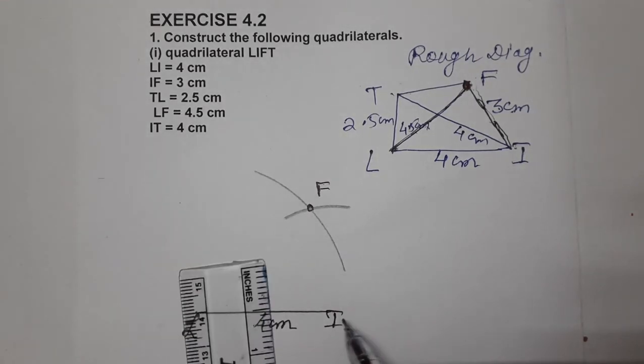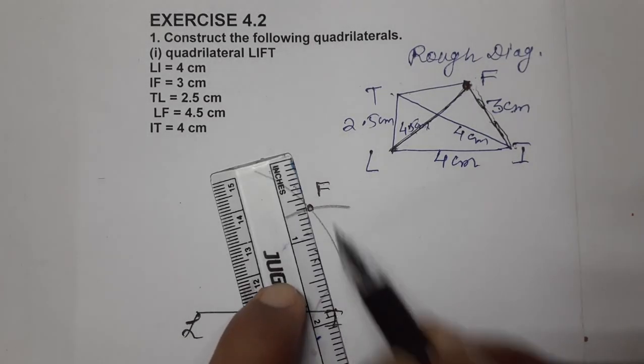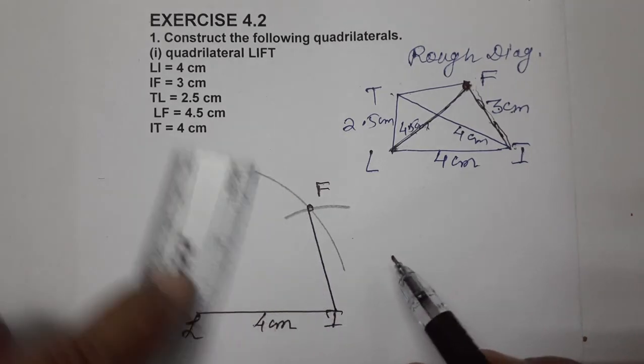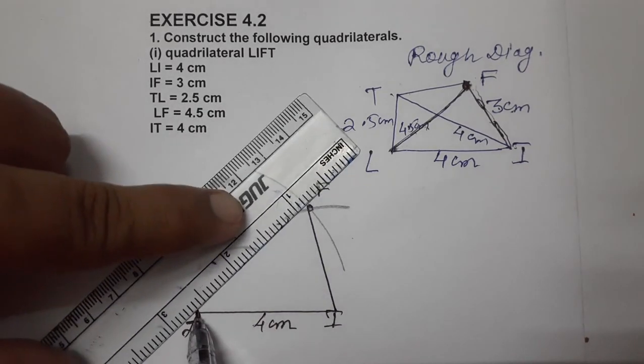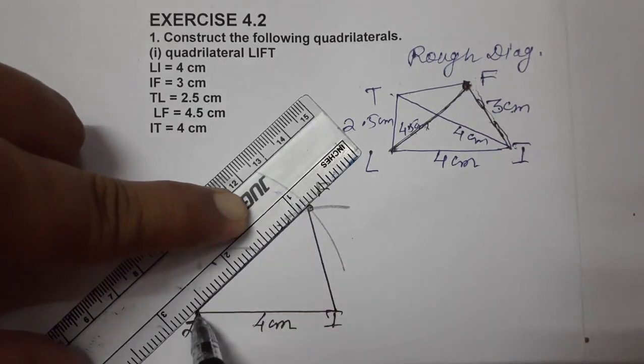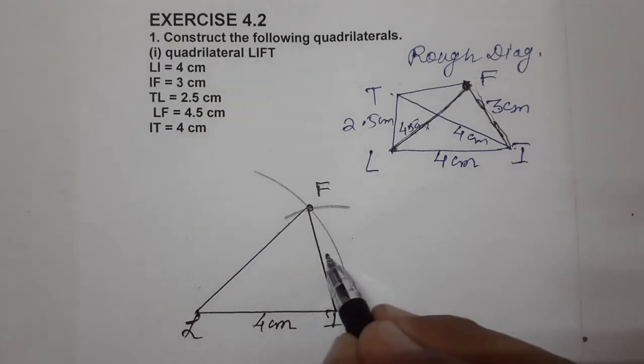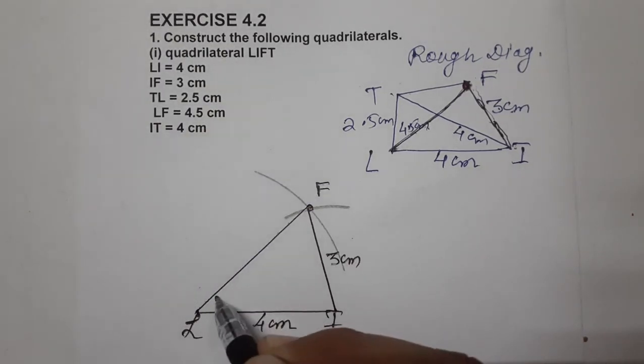Now join. And this one also, L to F. Label it 3 centimeter, 4.5 centimeter.